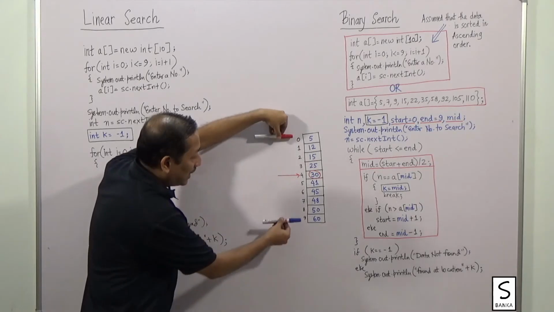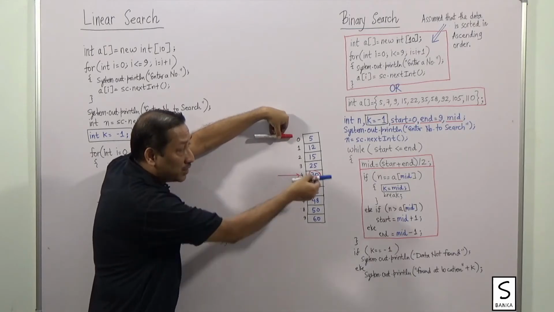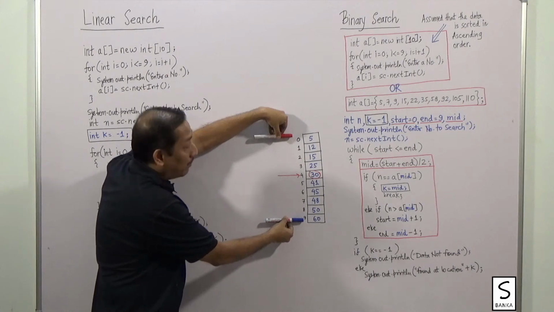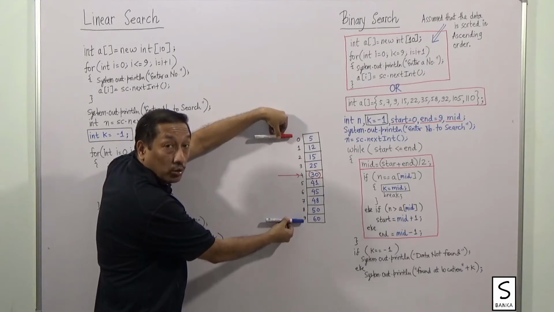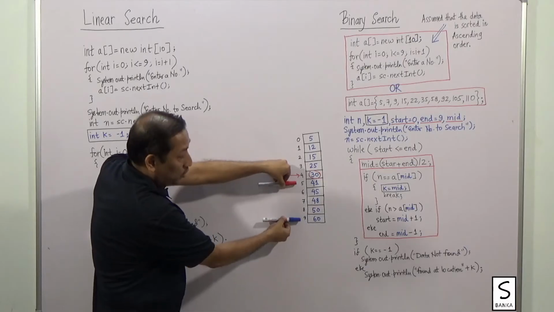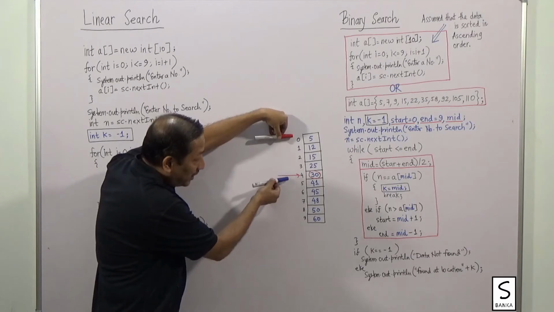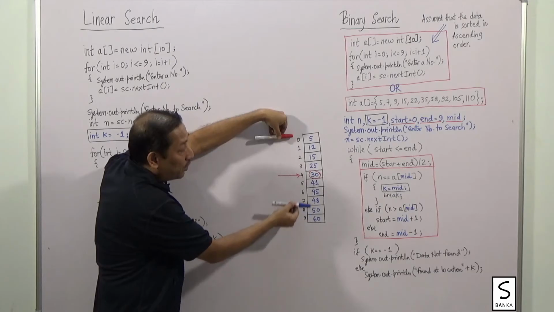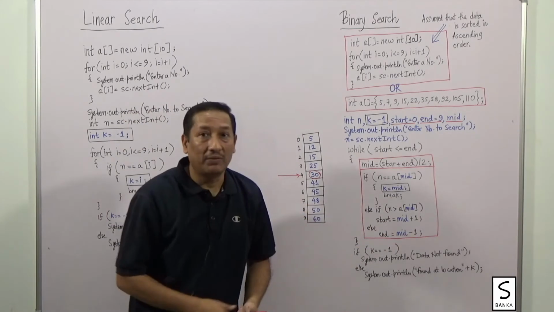At the beginning, start is 0 and end is 9. If my data is found at location 4, which is the midpoint, well and good, topic over. Otherwise, there are two possibilities. My data might be bigger than 30. In that case, the start will change to mid plus 1, so the new range will be 5 to 9. If my data is smaller than the data at midpoint, that is 30, in that case, the value of end needs to be changed to mid minus 1. And that is what you will see here that we have done.